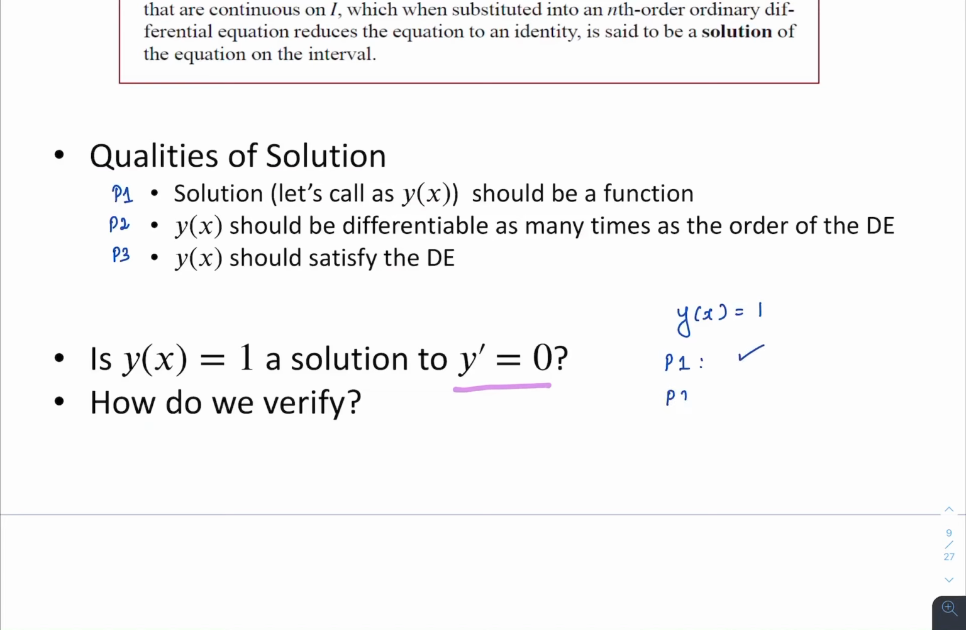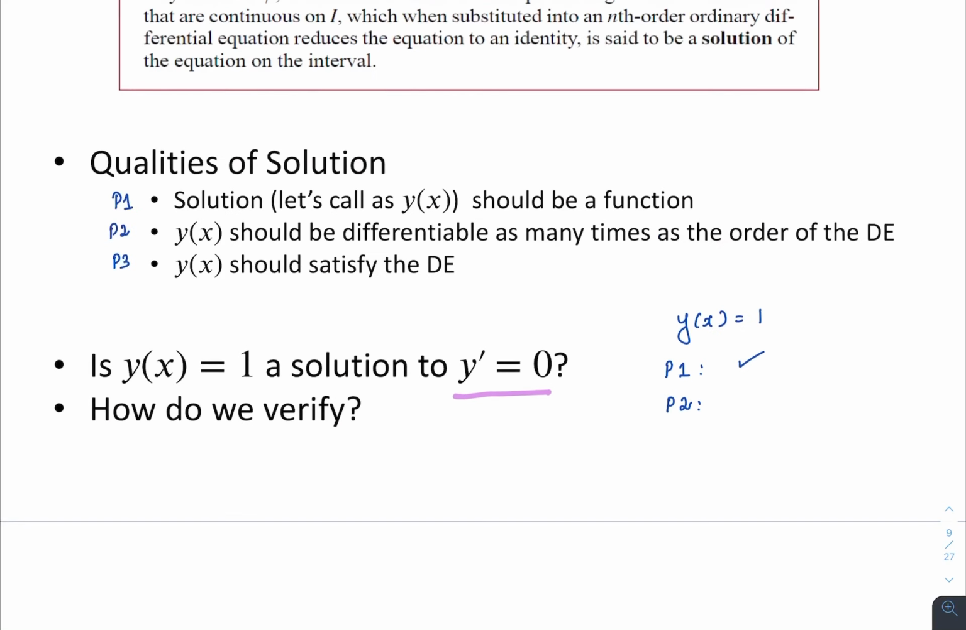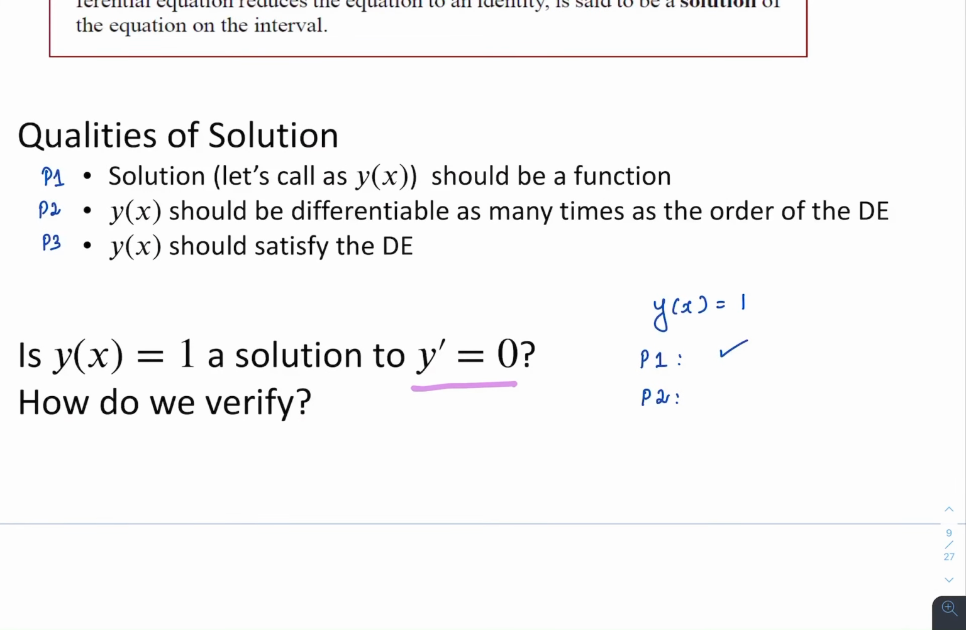Property number 2: is it differentiable? Can you find the derivative? Yes, as a matter of fact, I can find the derivative of y = 1, whose y prime is 0. I can do the second derivative, that's also 0, and the third derivative. So it's not only one time differentiable, it is differentiable as many times as you can. It's infinitely differentiable. Although remember, it's a first order.